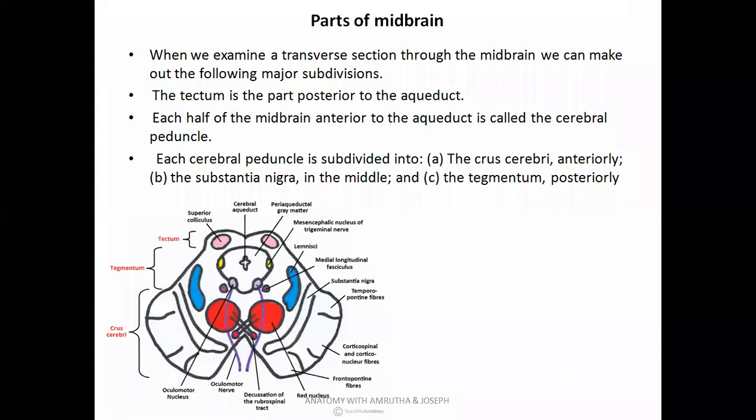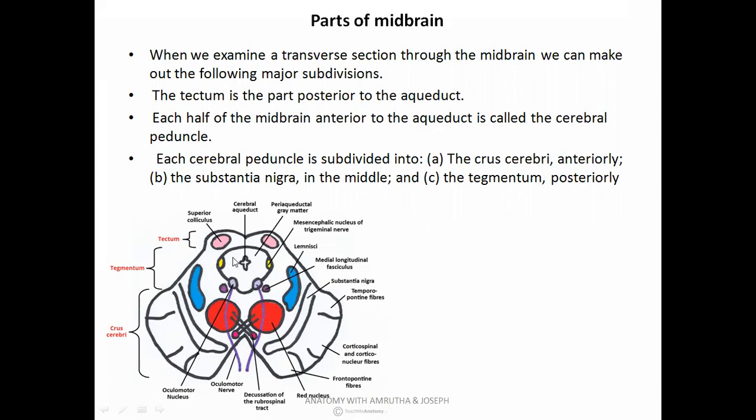Now each half of the midbrain, so if you make a line here, it can be divided into two halves, right? So each half of it is called the cerebral peduncle. So anterior to the cerebral aqueduct, put a line here. This area is called the cerebral peduncle. Okay, so the midbrain in front of the cerebral aqueduct, put a line at the center that will divide the midbrain into two halves. That's called the cerebral peduncle.